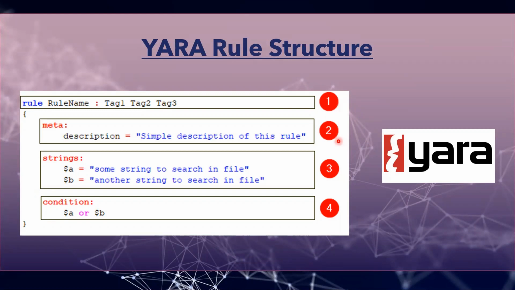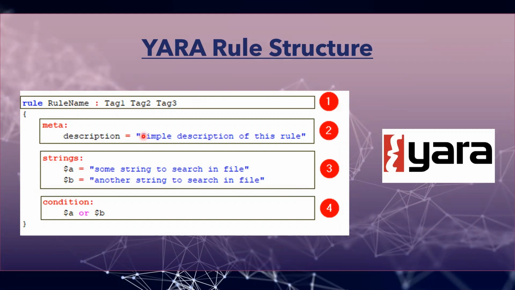Basically, there are four parts of YARA rules. In the first part, you define the rule name, and parallelly, if you want to associate a few tags with it, you can do so. In the second part, it's the meta description part.